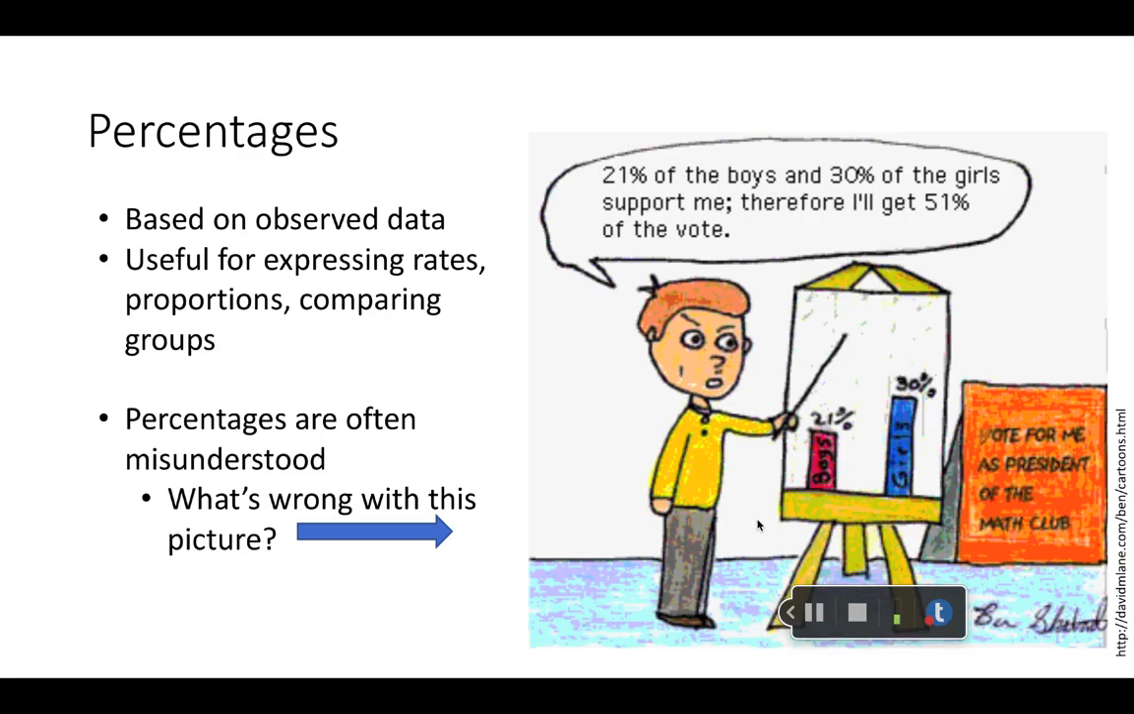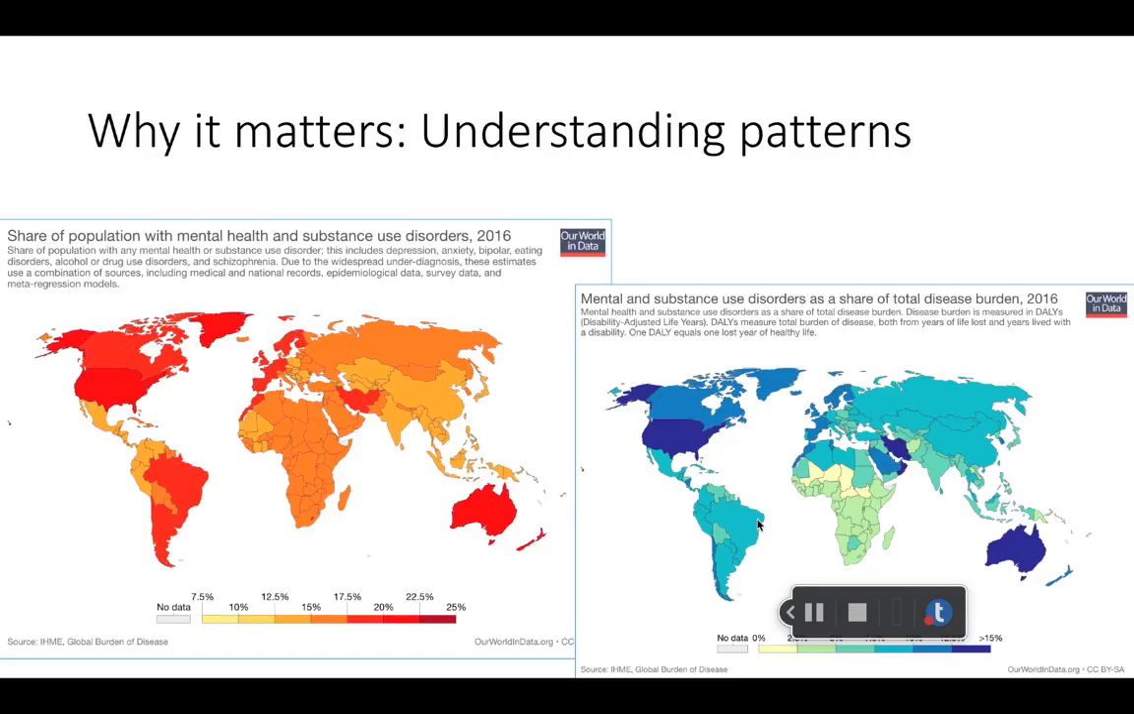So percentages are based on observed data, and they're useful for expressing rates, proportions, and for comparing groups. But percentages are often badly misunderstood, as in this cartoon. Here's why it matters. We use percentages to understand lots of patterns in our world. So for example, the map on the left shows the share of the population with mental health and substance use disorders in 2016 in various countries. And when you look at this map, it is clear that rates of mental illness and substance use are high in the US and Australia, for example.